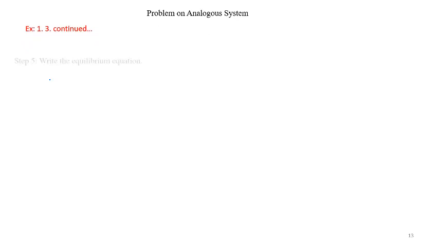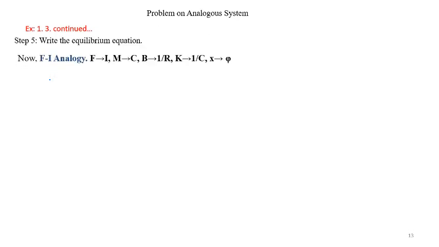Let's continue the problem. Step 5, writing the equilibrium equation. Now in the FI analogy, the force is replaced by current I, mass M is replaced by capacitance, damper B is replaced by resistance, and the spring K is replaced by the inverse of a capacitance, and X is replaced by the flux phi.